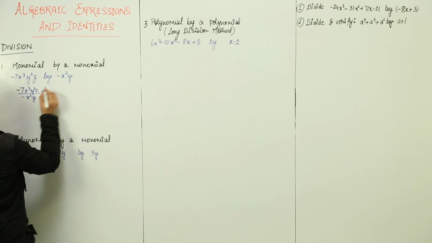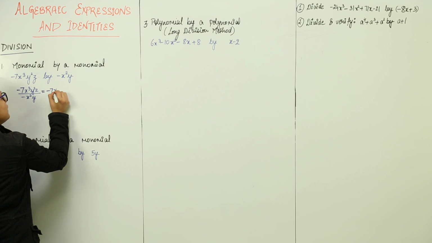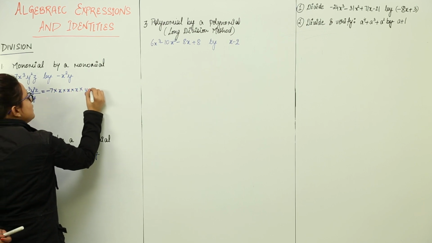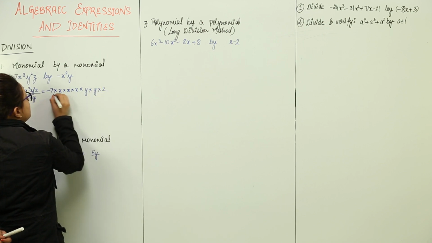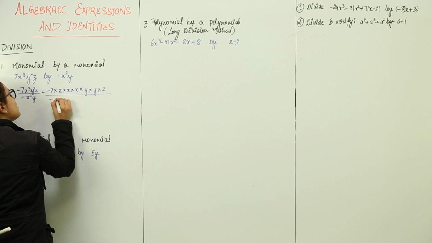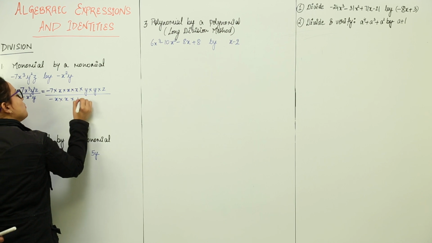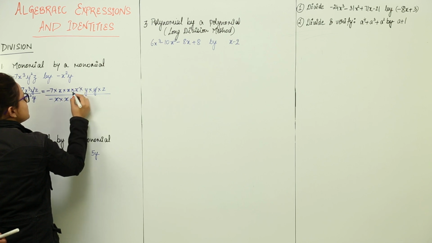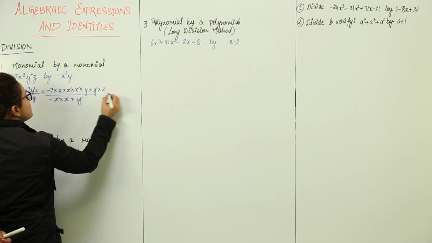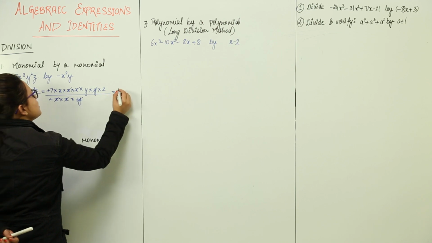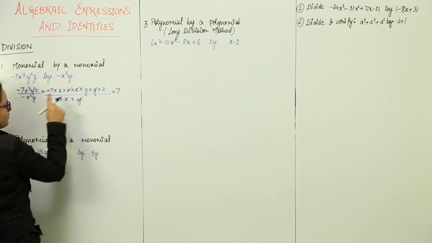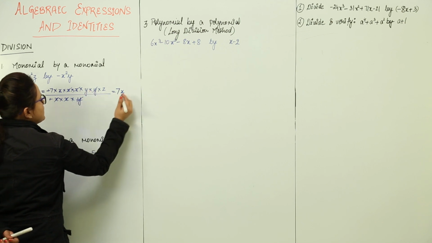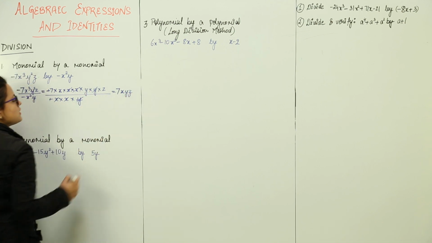So if we solve this, it will be minus 7 into x into x into x into y into y into z upon minus of x into x into y. Now we can cancel the y with y and 2 x's with the 2 x's. These minus and minus will also get cancelled to become plus. What are we left with? 7x, anything else? y and z. So this is the answer.